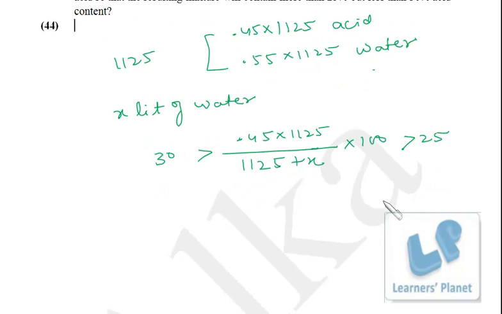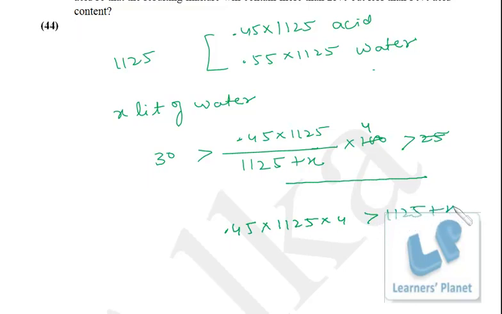Okay, so suppose I take this first relation, so 0.45 into 1125 into 4 is greater than 1125 plus x. On solving, you'll be getting x is less than 900, right? That means the quantity of water that you are adding should be less than 900, right? Now we have to find out the minimum quantity also.